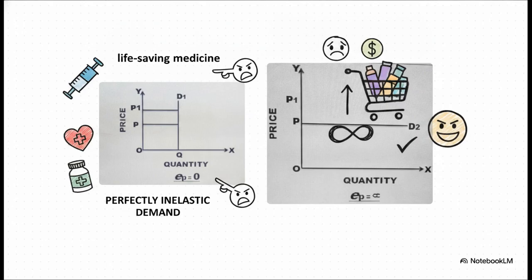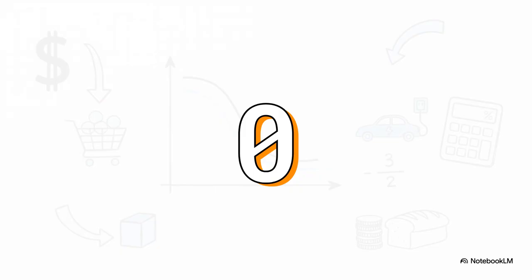Now, contrast that with a totally horizontal line. That represents perfectly elastic demand. At one specific price, consumers will buy an infinite amount, but if the price goes even slightly higher, demand drops to absolute zero. It is complete, infinite flexibility. Mathematically, we anchor these extremes with two simple values. For that stubborn, vertical, perfectly inelastic curve, elasticity of price, or EP, equals zero, just zero responsiveness. For the horizontal, perfectly elastic curve, EP equals infinity, infinite responsiveness.